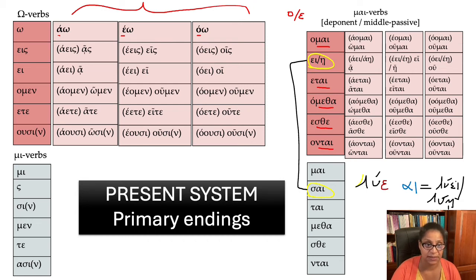That's what indicates it. So if you look at our charts of principal parts, and we have a mi verb, and we're in the present system, the present principal part, and it's not omai, but it's a mai or mi, right? That means that we are dealing with a mi-verb deponent. That's what's going on. Okay? All right.